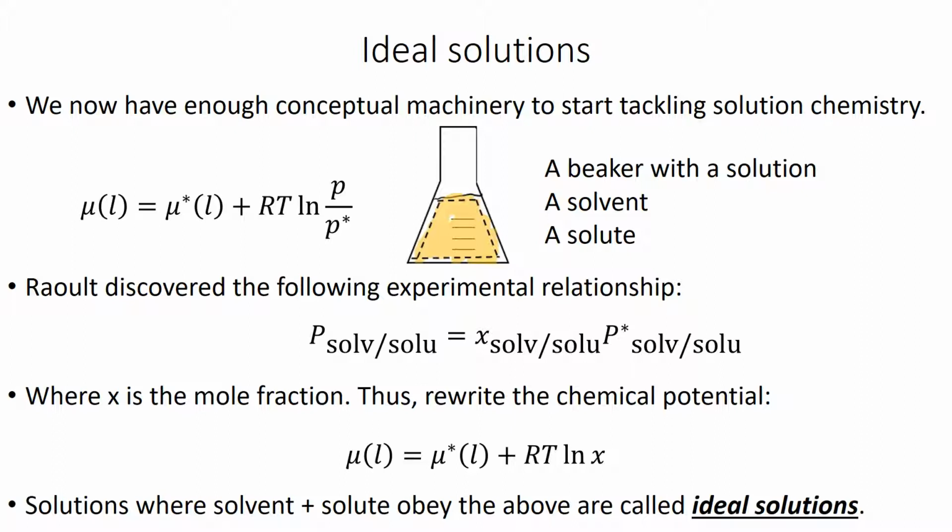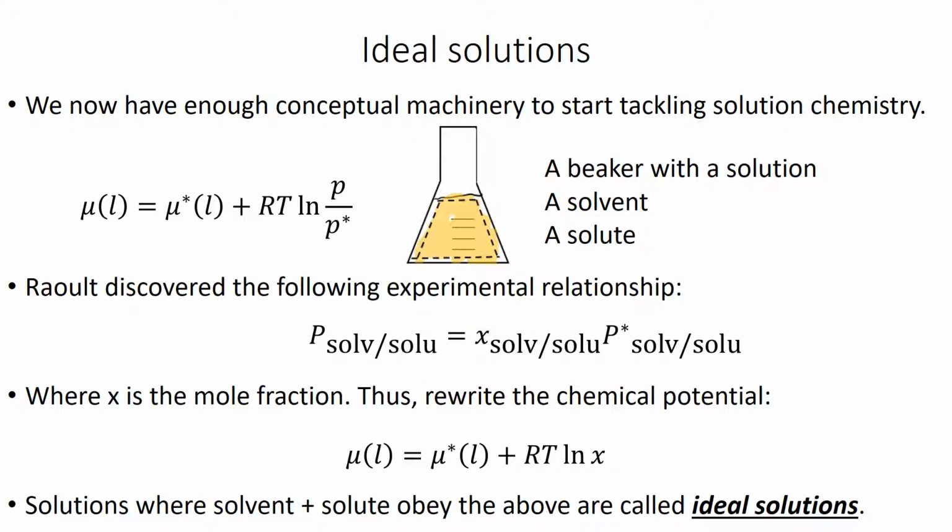All right. With that in mind, we now have enough conceptual machinery to start tackling solution chemistry. So here in the middle, we have a beautiful artistic impression of a beaker and a solution. It has a solvent and it has a solute. So we have a dirty liquid. What we can do is write down for the liquid, the solvent, the chemical potential, as from the previous slide, and is indicated here on the left.